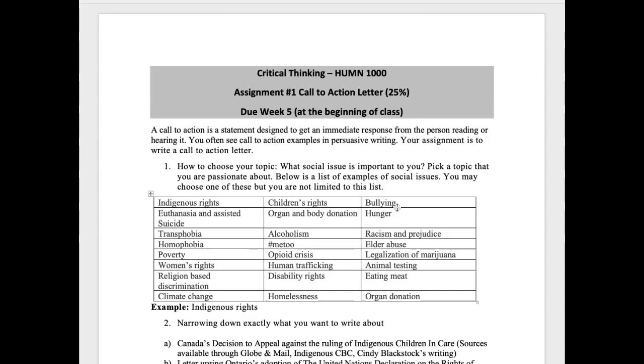And you often see examples in persuasive writing of calls to action. And your assignment is to simply write a 1 to 2 page call to action letter. The first step is choosing a topic. You've got to figure out what is an issue that is important to you. What is it that gets you fired up? What is it that you want to see changing in our world or our community?